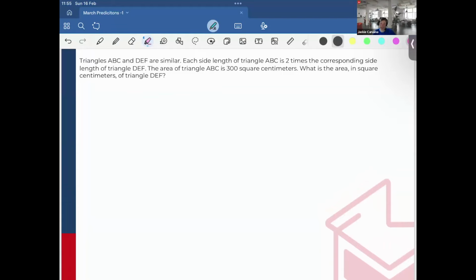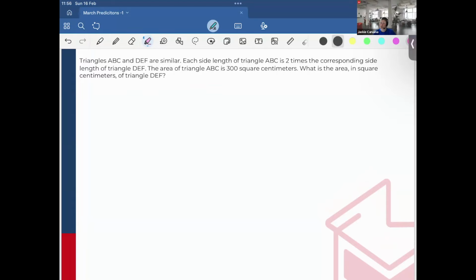Oh, classic. Triangles ABC and DEF are similar. Each side length of triangle ABC is 2 times the corresponding side length of triangle DEF. The area of triangle ABC is 300 square centimeters. What is the area of triangle DEF?